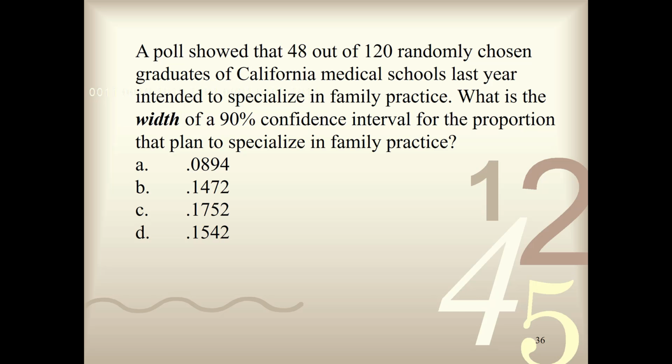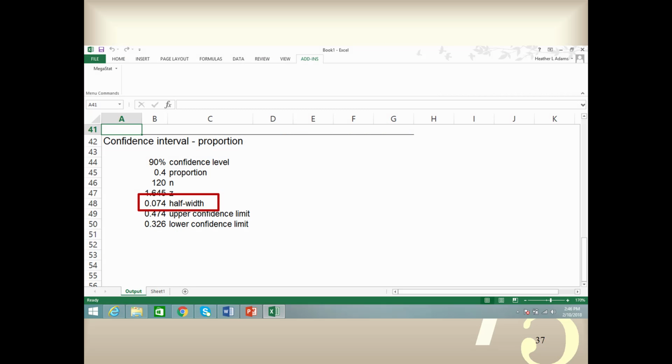There's two ways to do that. Just double the margin of error, or the half width, or just subtract the lower limit from the upper limit. Okay, so for this problem, the half width was 0.074. So I think the easiest way is to just double that, but you could also take the lower limit and subtract it from the upper limit to get the width of the confidence interval.